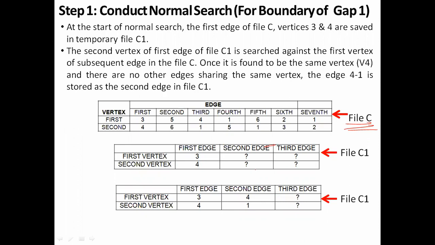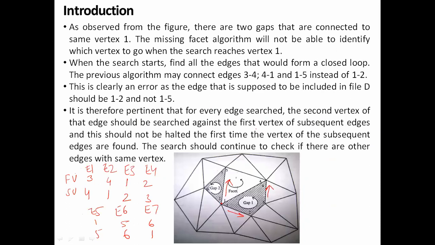Now you are going to check for the closed loops. So you go back and start your closed looping. How do you start? You already know, you did that in the last class. The first edge has been identified, that is 3 to 4. Now you go to the second edge, so the second vertex will become the first vertex. So now 4 to 1.